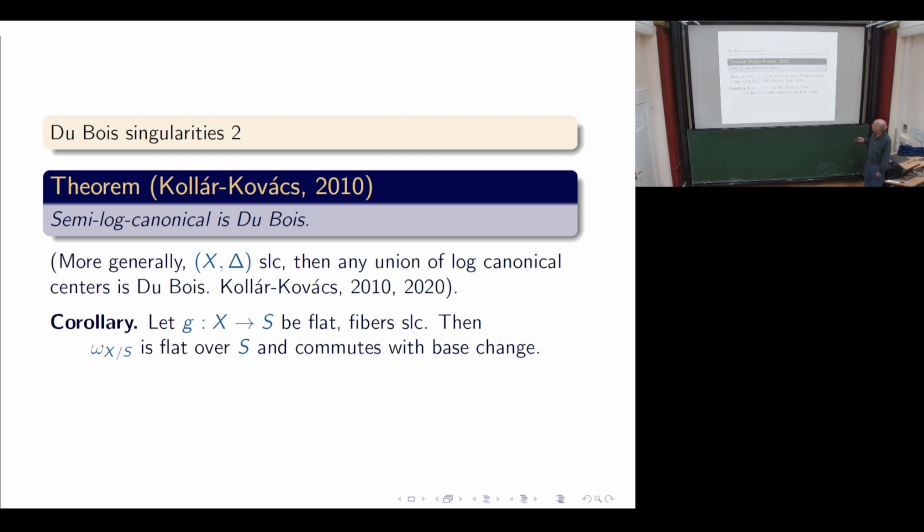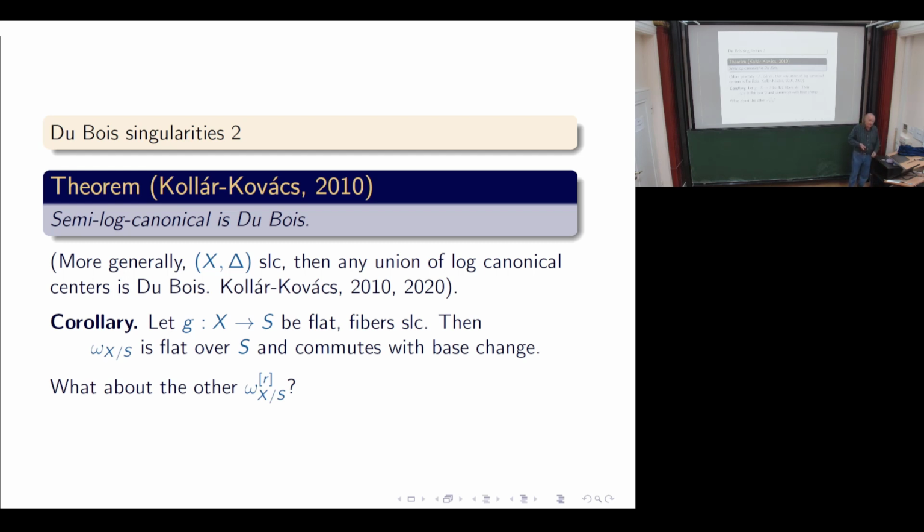And so now, putting together everything, we get the corollary that if I have a flat, maybe it should be proper morphism, with the fibers having these semi-log canonical singularities, then the previous arguments show that omega X over S is flat over S and commutes with base change. Okay, so at least the dualizing sheaf, which is somehow a basic object, that's what I want to be ample, they form at least a flat family. So I don't have to worry about getting some embedded points.